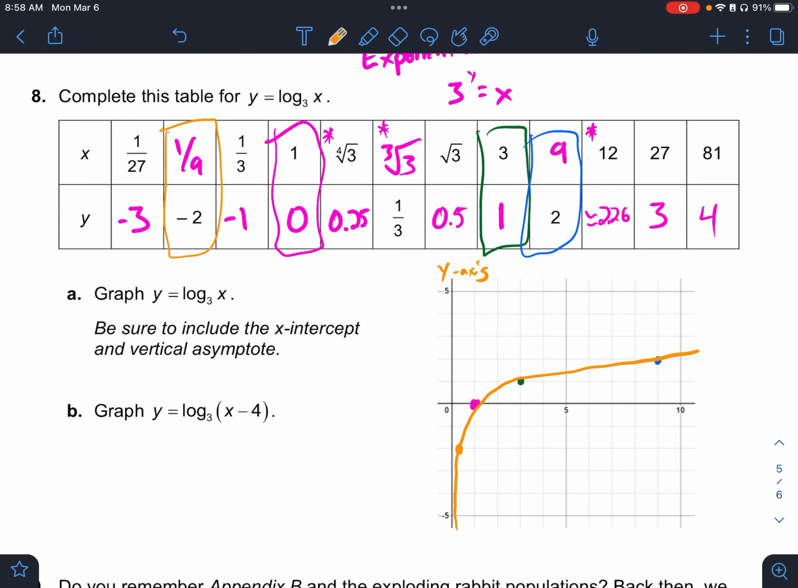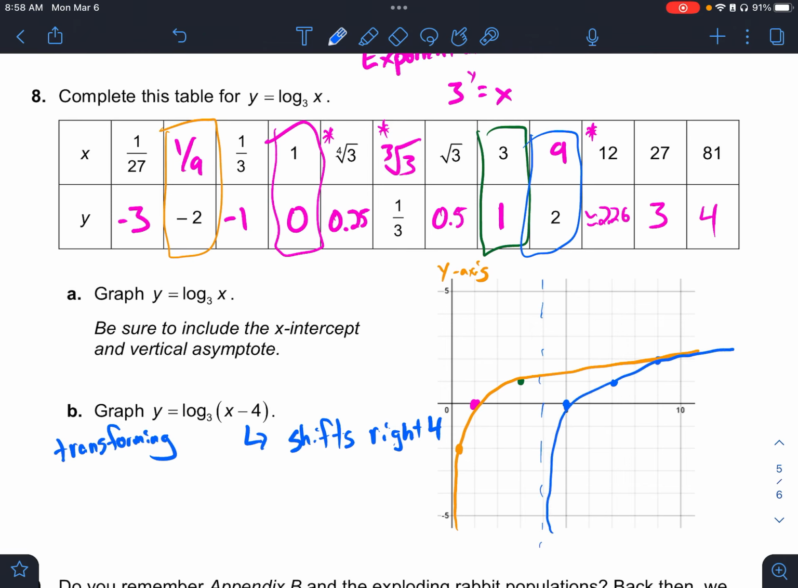Then we're looking at transformations. What does this mean? How am I transforming this? Well, I know this shifts right 4. So I can just take each of these points and go 1, 2, 3, 4. That's off the graph. I know I'm not going to cross here. So here is what my graph would look like. I don't think it would actually go through that point. Level off about there.